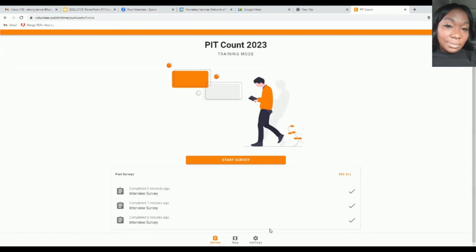Don't forget to make sure that your surveys have check marks to indicate that they are completed and uploaded. If you do see an X, you have to go back in and just ensure that you've answered every question.